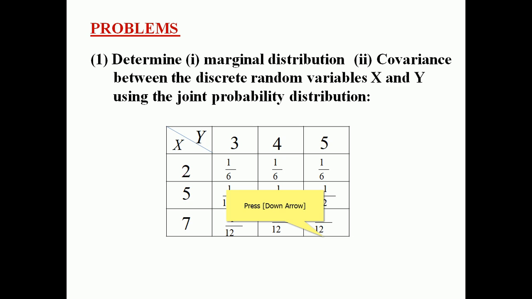Determine the marginal distributions and covariance between the discrete random variables x and y using the joint probability distribution. They have given this table, and this is a model question paper problem. X takes the values 2, 5, 7, y takes the values 3, 4, 5, with the corresponding joint probability values 1 by 6, 1 by 6, 1 by 6, 1 by 12, 1 by 12, 1 by 12, 1 by 12, 1 by 12, 1 by 12. First, we need to write down the marginal distribution of variable x, then the marginal distribution of the variable y. Marginal distributions are obtained just by adding the first row values, second row values, third row values.